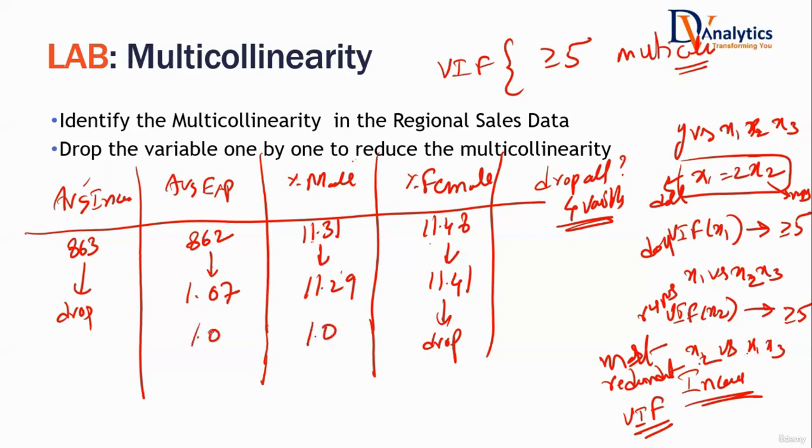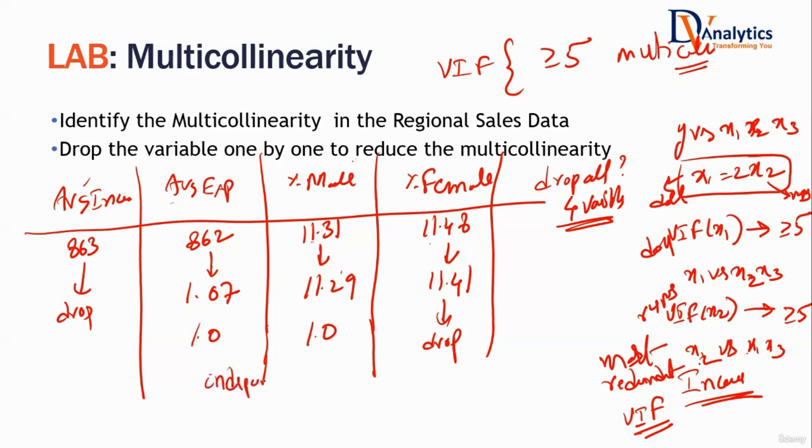Is it fair to say you do not need 4 features? 2 features are sufficient. They are carrying the 4 features' information. Is it a fair statement? 2 features are sufficient, isn't it? Yes, sir. Average expenses is carrying the information of average income. Percentage male is automatically carrying the information of percentage female. So you don't need 4 features. 2 features are sufficient. Now these 2 are independent features.